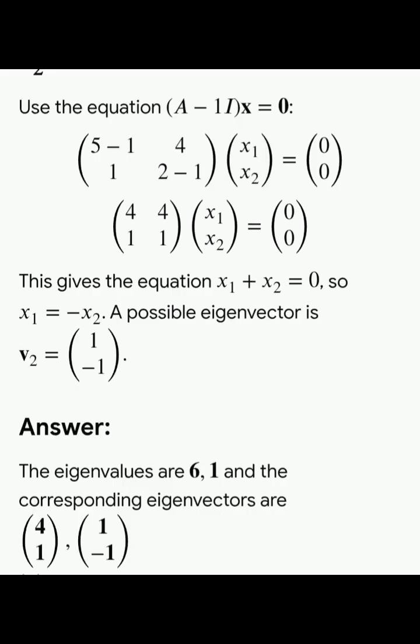And for lambda equal to 1, we can write the eigenvector as (A minus 1 I) x equal to 0. That is [5 minus 1, 4; 1, 2 minus 1] times [x1; x2] equal to [0; 0]. That is [4, 4; 1, 1] times [x1; x2] equal to [0; 0]. That will give the equation x1 plus x2 is equal to 0. That is x1 is equal to minus x2. So the eigenvector is v2 is equal to [1; minus 1]. So the eigenvalues are 6 and 1 and the eigenvectors are [4; 1] and [1; minus 1].